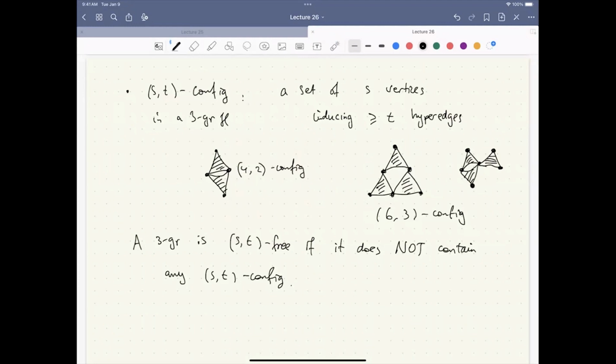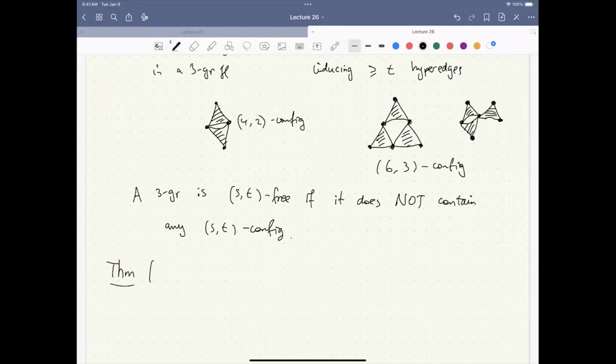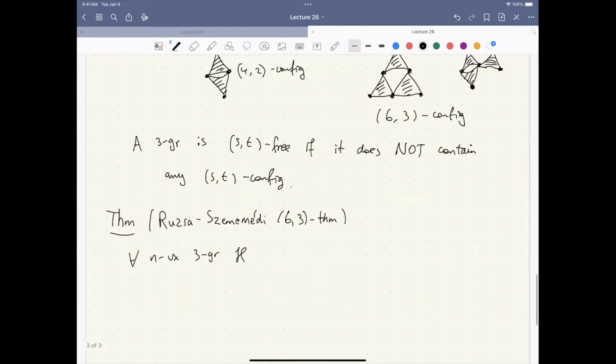Now the (6, 3) theorem is saying that a 3-uniform hypergraph, if it does not contain a (6, 3) configuration, so for any n-vertex 3-uniform hypergraph H, if you are (6, 3)-free, then the number of edges, all possible number of triples is n cubed. But since you forbid (6, 3), you drop all the way from n cubed to n squared, even lower. So it's subquadratic. We can show that the number of edges is little o of n squared.